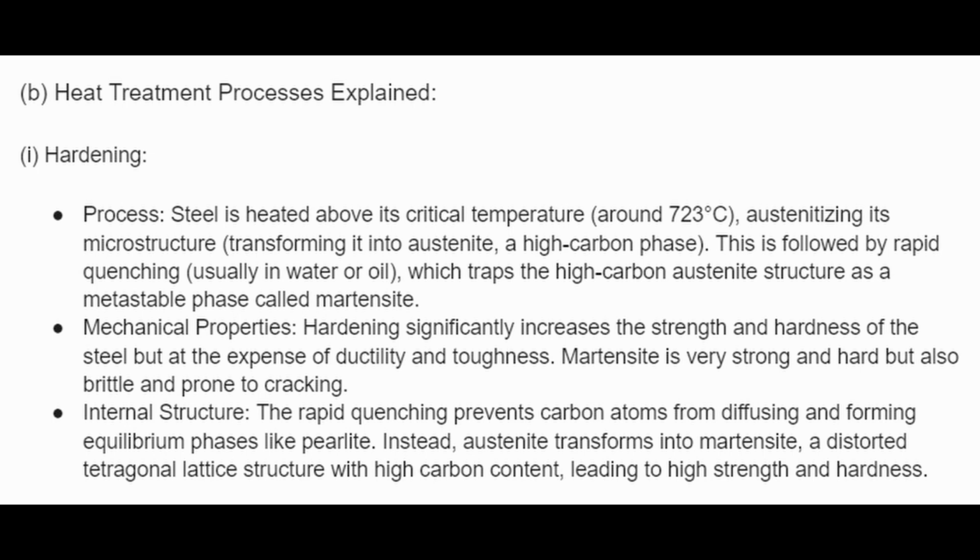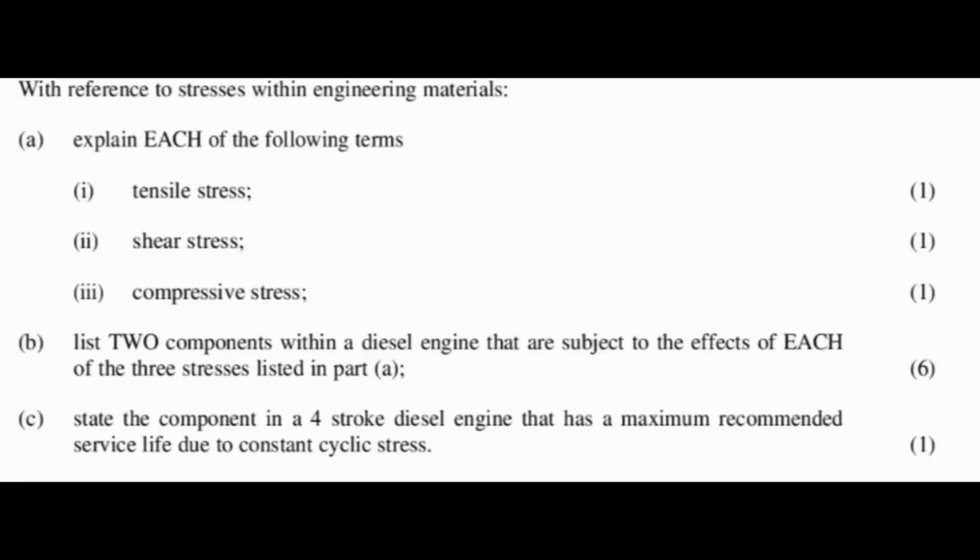Tempering allows carbon atoms to diffuse and form more stable phases like ferrite and cementite. The specific phases formed and the degree of transformation depend on the tempering temperature, influencing the final balance of strength, ductility, and toughness. Therefore, hardening and tempering are complementary processes. Hardening provides high strength and hardness, while tempering improves ductility and toughness, allowing for a tailored balance of properties for specific applications.